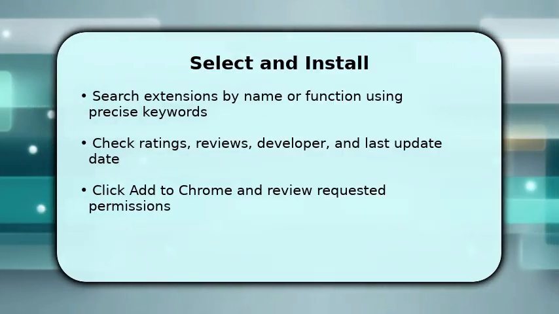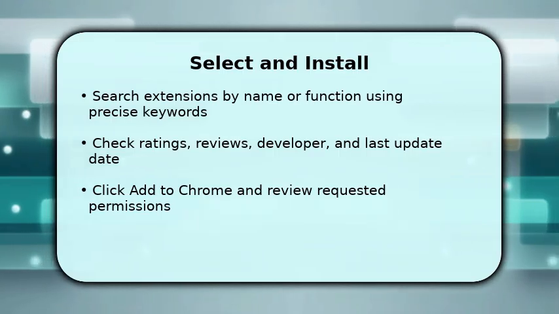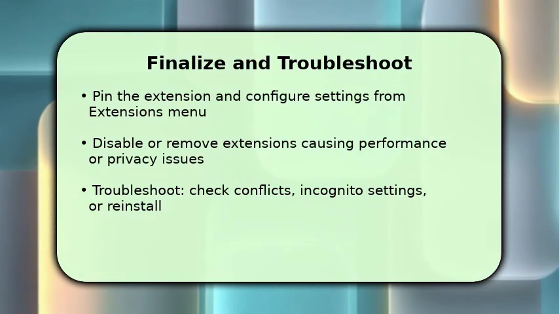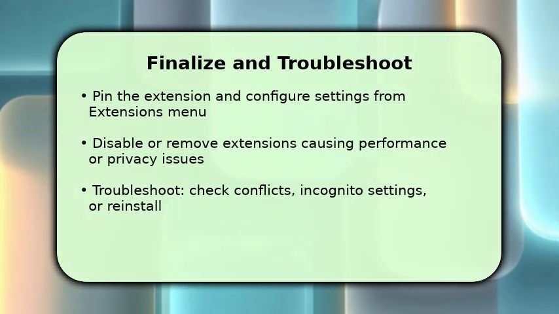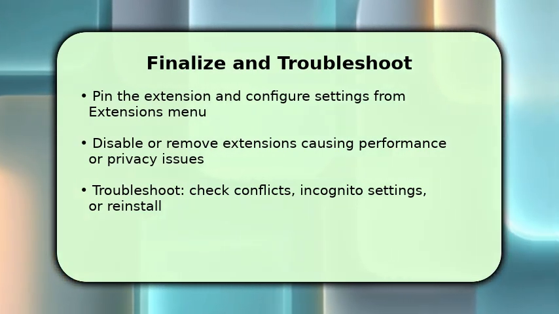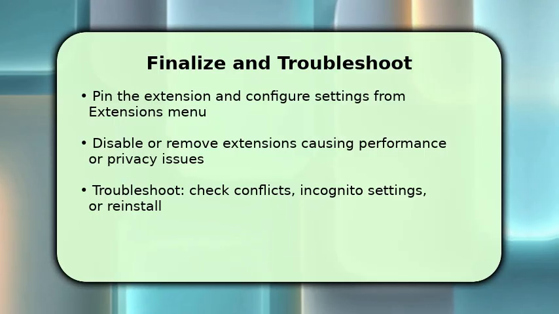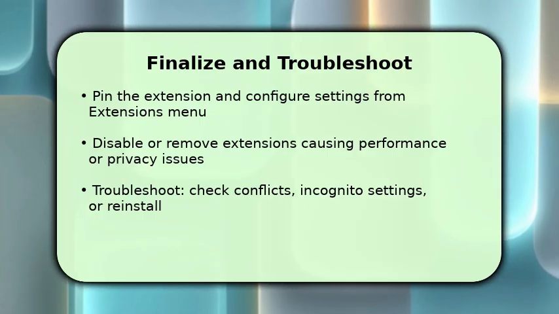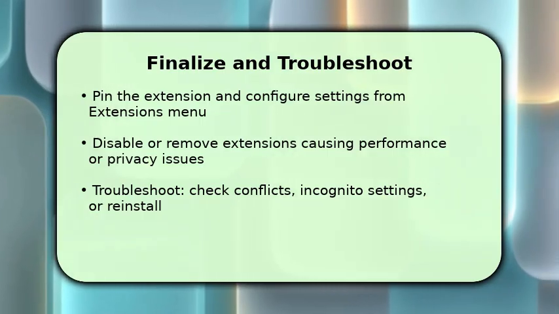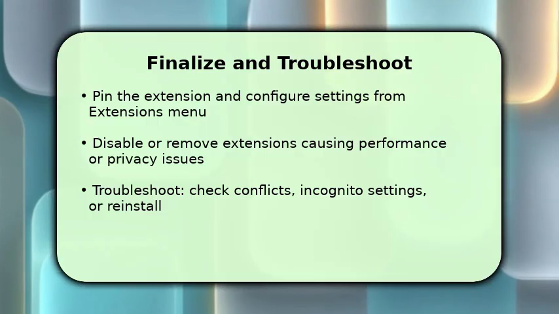You finalize by pinning the extension, opening its options, and configuring preferences to match how you work. This ensures it behaves correctly. If something breaks, disable other extensions to test conflicts, enable the extension in incognito if needed, or uninstall and reinstall to reset data. Make sure Chrome is updated and your profile isn't corrupted.